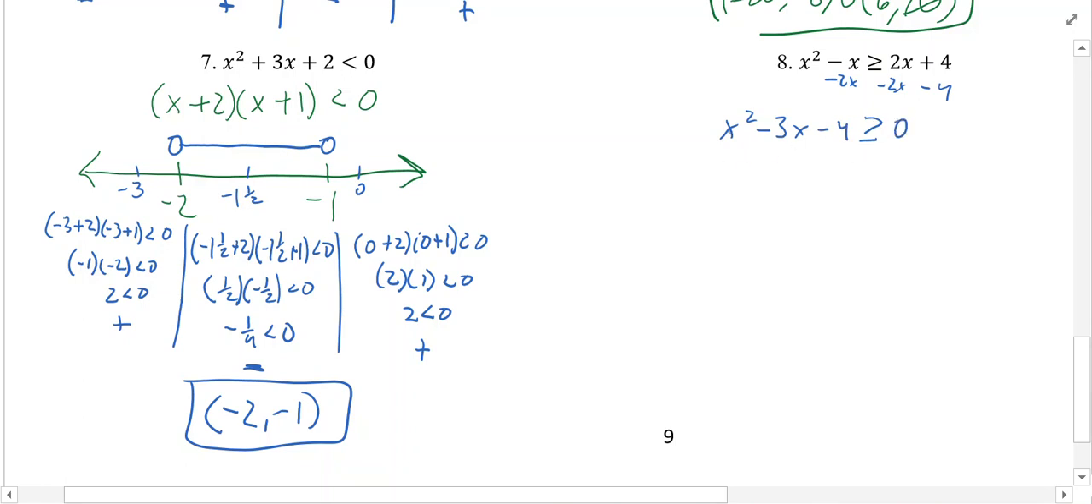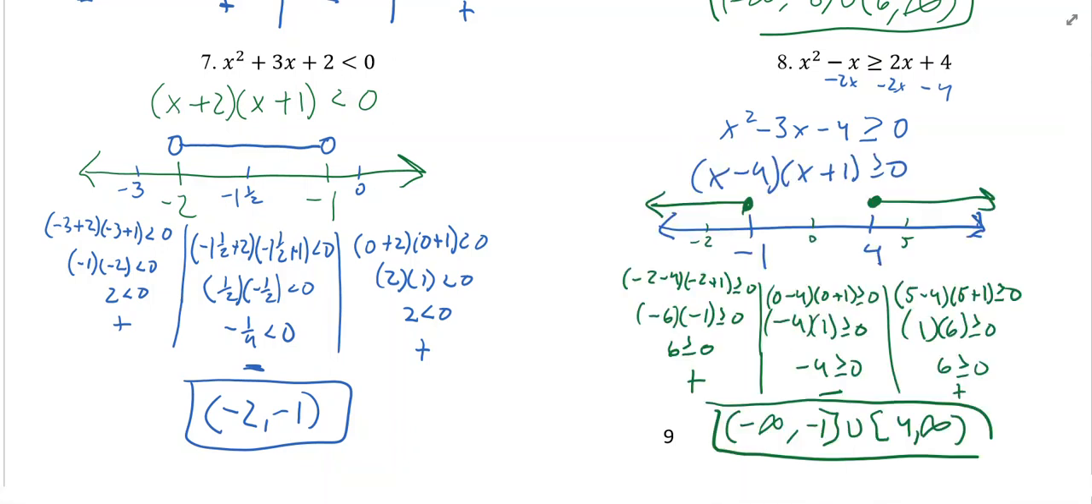So now that we have x squared minus 3x minus 4 is greater than or equal to 0, go ahead and factor that. So then go ahead and factor it, find the roots, plot, and write the interval. Okay, so let's go ahead and take a look.